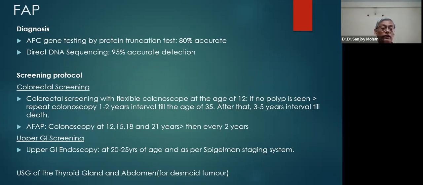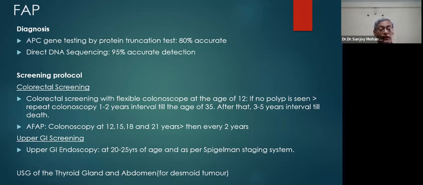So diagnostic criteria. APC gene testing by the protein truncation test is 80% accurate. And if we do direct DNA sequencing, it is more or less 95% accurate, meaning correct detection we can see in this sequencing. So what is the screening protocol?